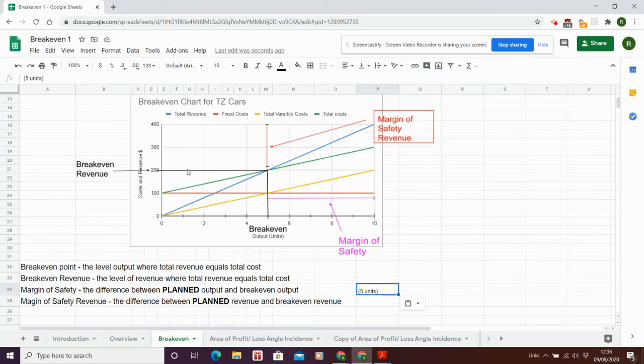And again, we just draw a line which goes, in this case, parallel to the x-axis over to the break-even revenue, and label it on the diagram as break-even revenue. And in the case here, the break-even revenue is going to be $200.